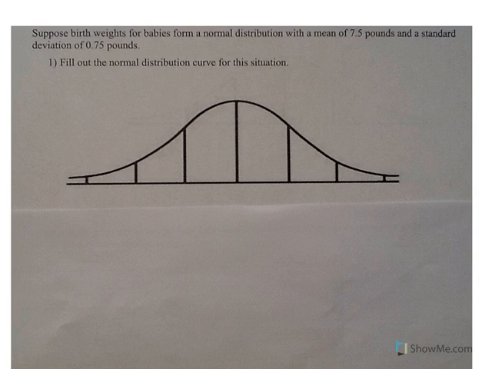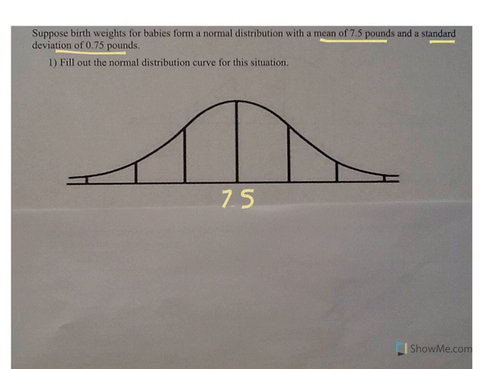Alright, let's work with the normal distribution here. You see in front of you a normal distribution curve with some vertical lines, and we are given here that the mean is 7.5 and the standard deviation is 0.75. So as you know, the mean always goes directly in the middle. So 7.5 is directly in the middle. The mean splits the normal curve into two symmetric halves.